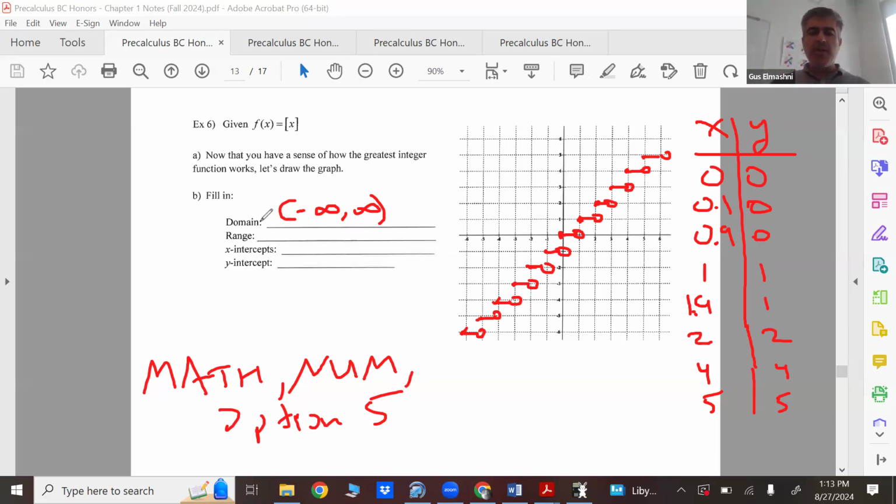Okay, the range is, guys, quiet please. The range is interesting. How would you write the range for that? Not quite all whole numbers, all integers, yes. It's hard to write that in interval notation, so I just write all integers. The x-intercept's obviously 0. And y-intercept's obviously 0 as well. So yeah, that's all there is to it. That's called the greatest integer function.